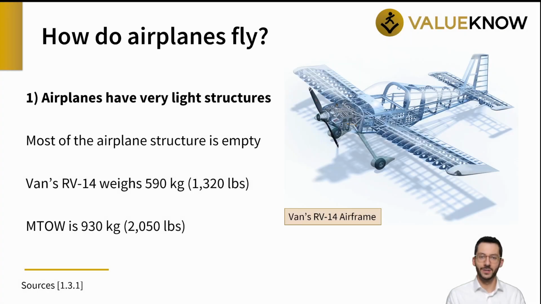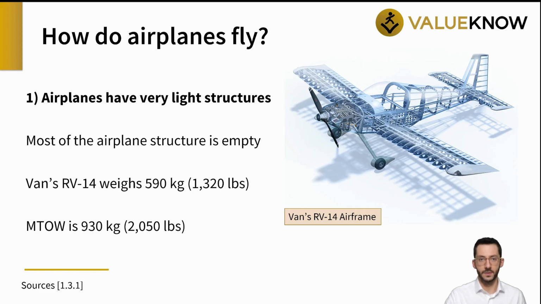Let's get into the fundamental question we have all asked ourselves at some moment. How do airplanes fly? The first key point to understand is that airplanes have very light structures. This is essential for flight because the lighter the structure, the less lift is required to keep the aircraft flying. Most of the airplane structure is empty, which minimizes weight while maintaining the necessary strength and rigidity.